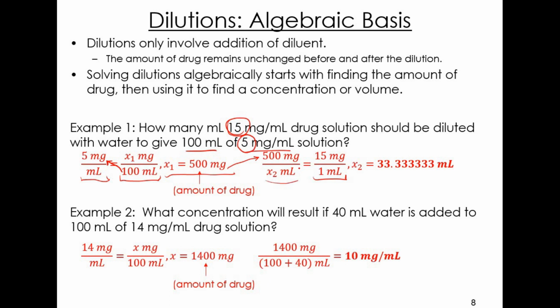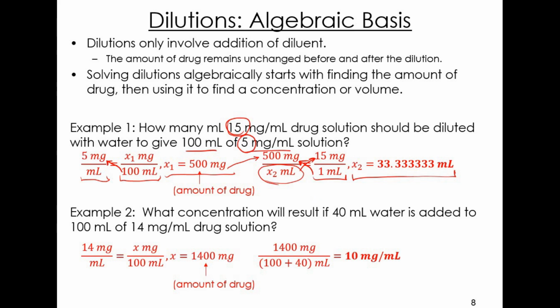So we can ask how many mLs of solution are used to dilute that 500 milligrams into a 15 milligrams per mL concentration. Cross multiplying, dividing both sides by 15, we see that 500 milligrams will be in 33 1/3 milliliters when it's at a concentration of 15 mg per mL.